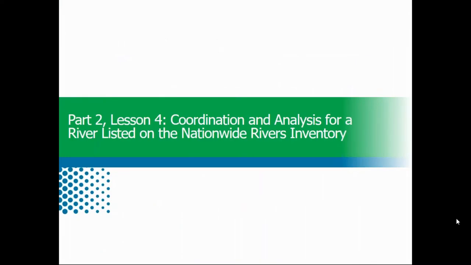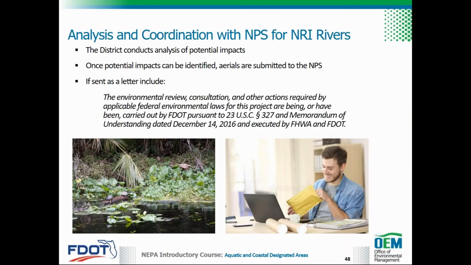Lesson 4 will discuss the required coordination and analysis for rivers listed on the Nationwide Rivers Inventory. During the PD&E phase, the district conducts analysis of potential impacts the project may have on rivers on the NRI. When the project involves a river listed on the NRI and the project development process reaches the stage when potential impacts can be identified, aerials depicting alternatives, including the conceptual right-of-way limits, will be submitted to the National Park Service for review and comment. They may be submitted by mail or email.